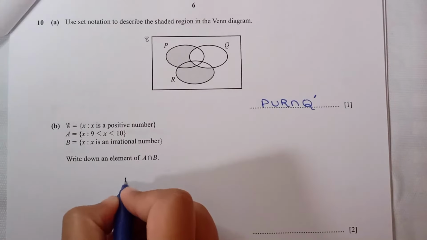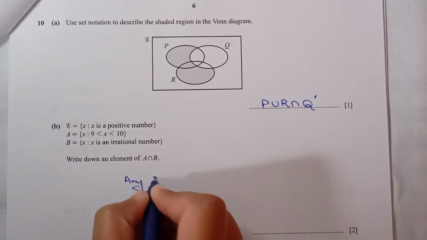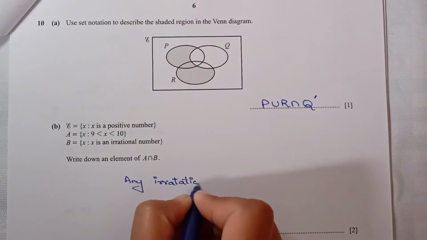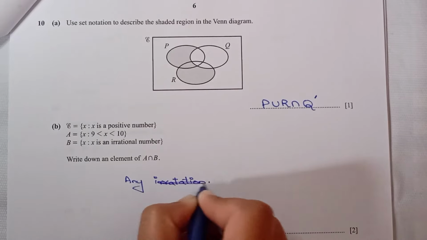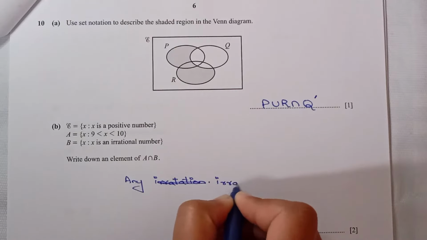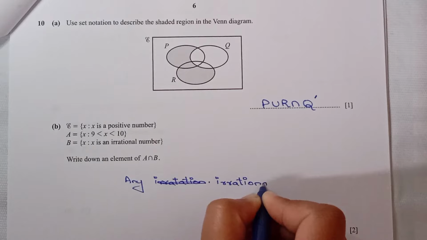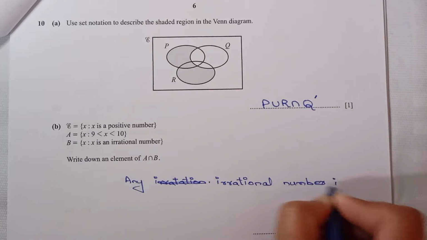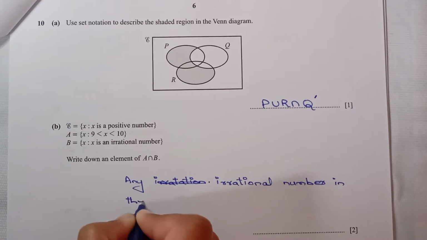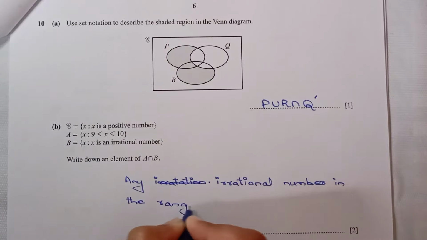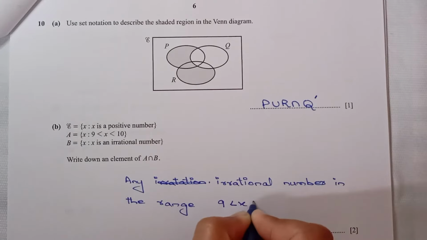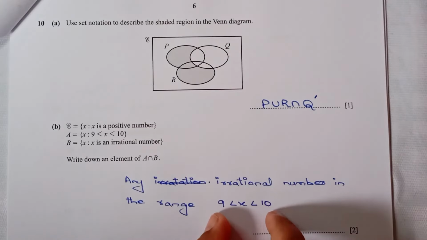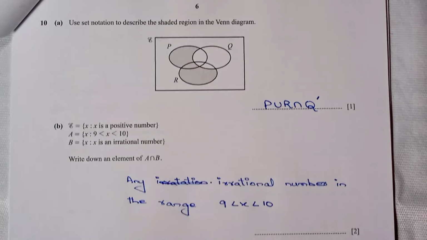So this would be any irrational number in the range 9 is less than x is less than 10, because we need to find the intersection of both. It must lie in that range and it must be an irrational number.